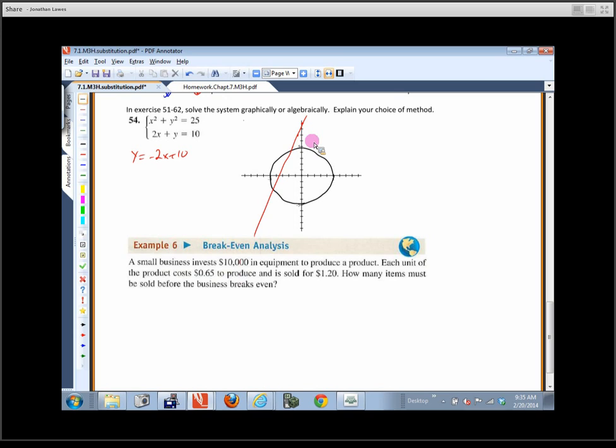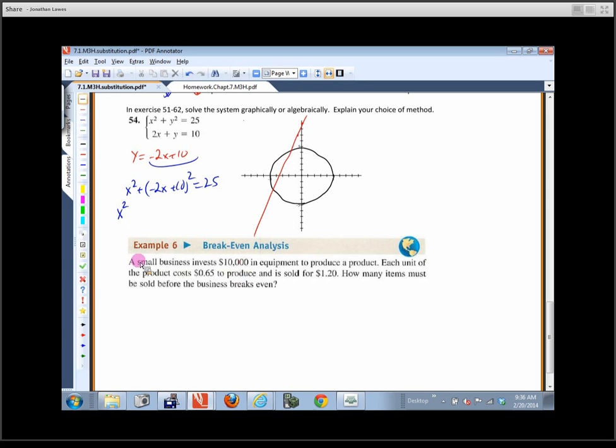Let me ask you this. Could we put it in our calculator and have it do it? Okay, let me show you how to do it algebraically. I'll just set it up for you. Wherever there's a y, we're going to put this. So this is going to be x squared plus negative 2x plus 10, quantity squared equals 25.